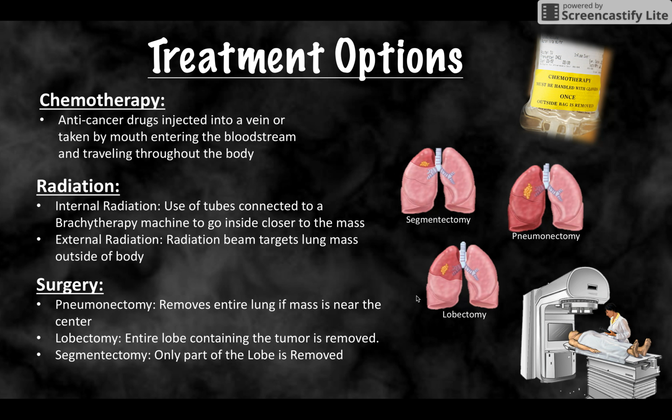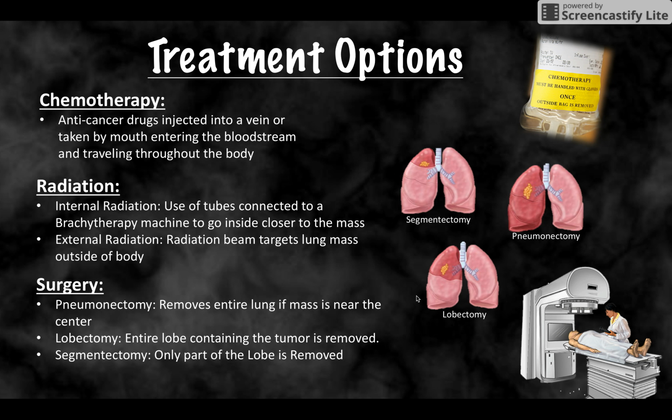Like all other types of cancer, you have multiple treatment options. The most popular one is going to be chemotherapy, which is an anti-cancer drug that can be taken orally or be given intravenously. It then enters the bloodstream and begins its work by traveling throughout the body. And note that chemo impacts cancer cells, but it can also impact healthy cells as well. You can also combine chemo with radiation.